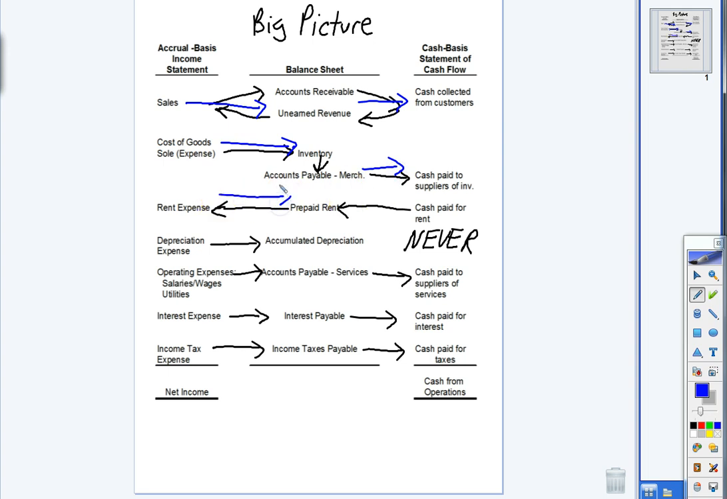Rent expense, we would weave it through the prepaid rent to get the cash flow. Depreciation, it's stopped with accumulated depreciation because there's never a cash flow. Operating expenses, we weave it through accounts payable. Likewise, all of these last three expenses get weaved through a payable to solve for the cash flow. So we take the revenue and expense, weave it through these accounts to get the cash flow. And then that gave us net income, but over here, converting revenue to cash receipts, and all these expenses to cash payments. Those are all operating cash flows.